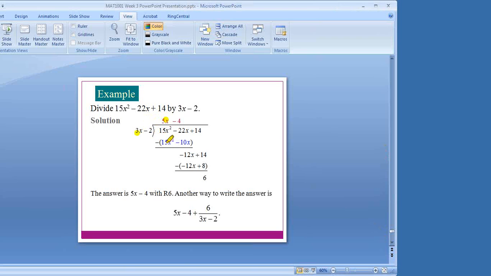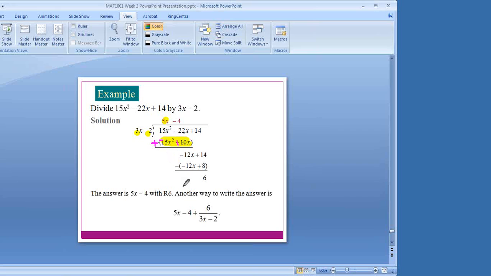5x times 3x is 15x squared. 5x times negative 2 is negative 10x. So here I go. Now I'm subtracting. This is probably what most people miss if they're going to miss something. So I don't want that to be you. So when I subtract, it's the same thing as adding the opposite. Just change all the signs.